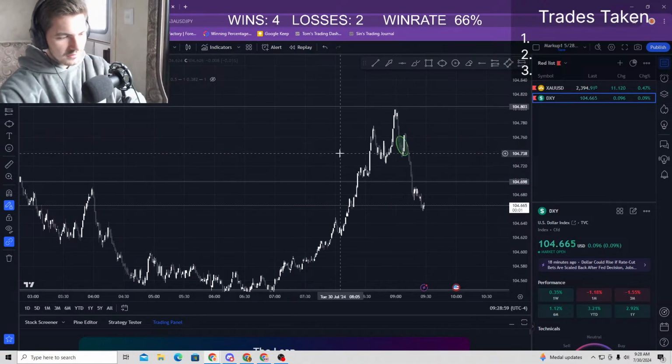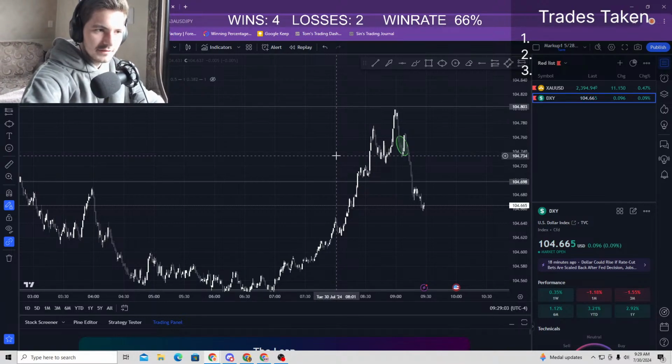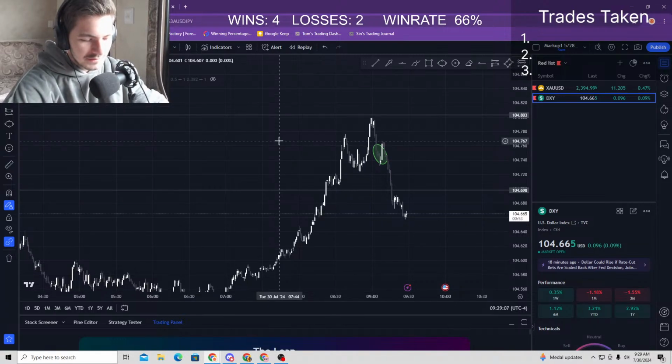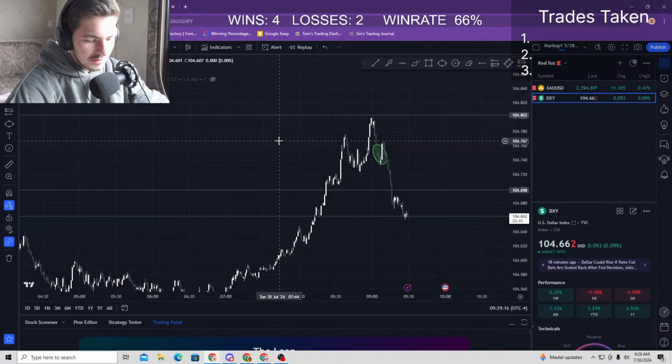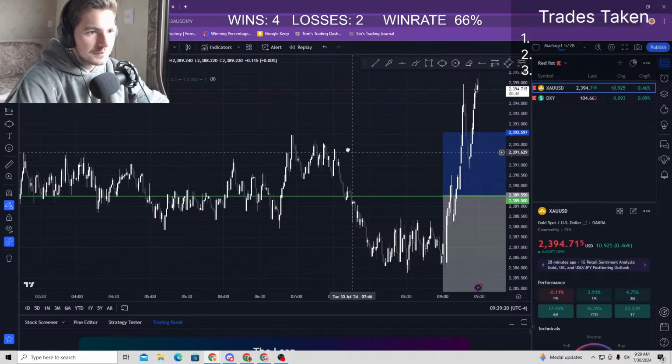Yeah, so pretty much the only learning for this trade really was that I need to check to see if DXY reacts to an area of interest. Other than that, it's pretty much identical to 2 other trades I've taken, and they both worked out, so.